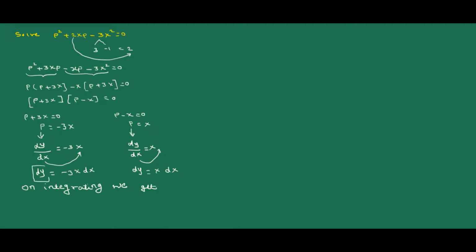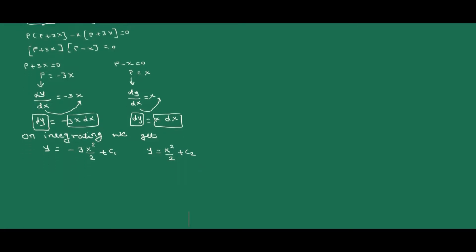Integration of dy is y is equal to minus, as it is, integration of 3x into dx. 3 is constant, right, as it is. Integration of x is x square divided by 2 plus integrating constant c1. Similarly, in the second equation, integration of dy is y is equal to integration of x into dx. Integration of x into dx is x square divided by 2 plus integrating constant c2.